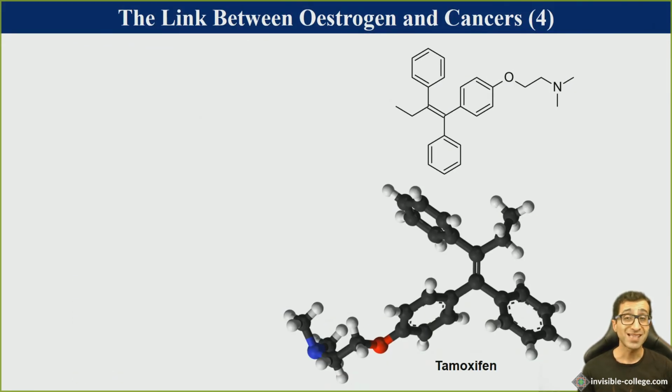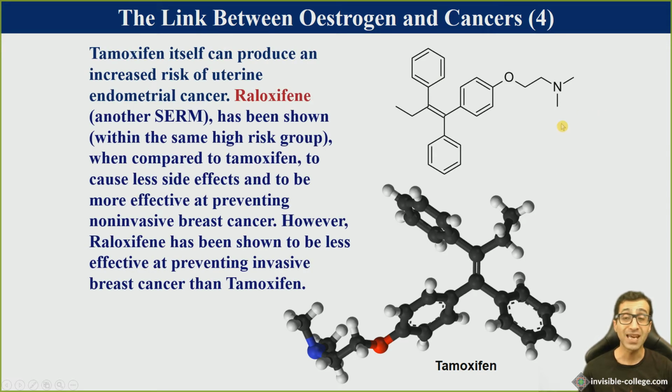Now, tamoxifen itself, which is shown by this space-filling model here and also this structural skeletal formula here, can produce an increased risk of uterine endometrial cancers. Now, this is actually quite common to many of the chemotherapies which are used to treat various kinds of cancer. These chemicals themselves do carry some risk of inducing tumours.